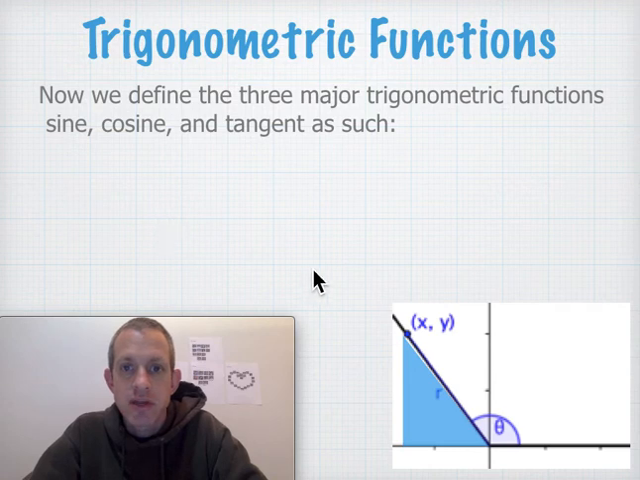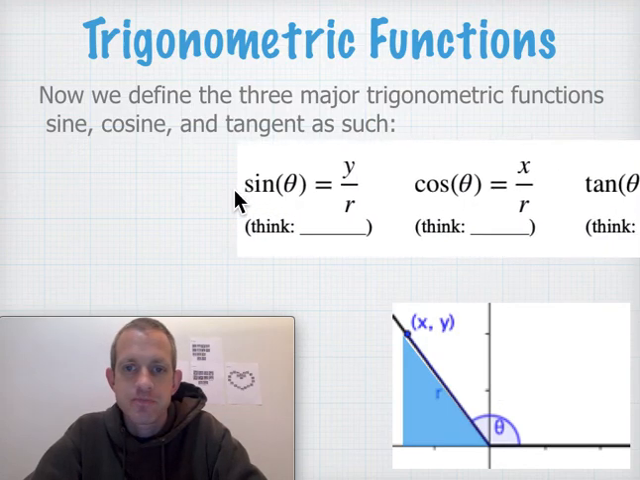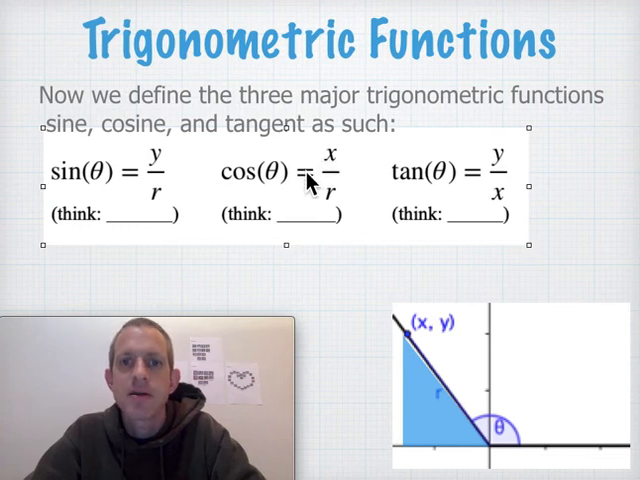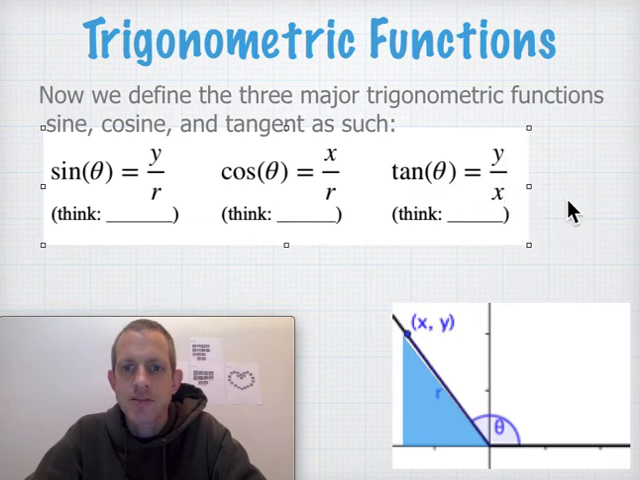Now, assuming we can get our hands on a couple of numbers, an x, a y, an r, and a theta, we can redefine the major trig functions like this. We redefine sine not as opposite over hypotenuse, but as the ratio between the y and the radius. And we define cosine no longer as adjacent over hypotenuse, but as x over the radius. And tangent is y over x.